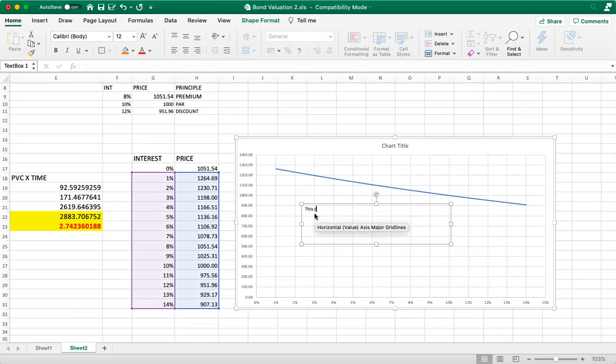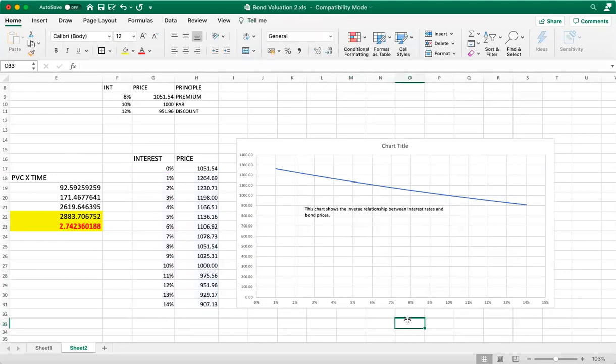This chart shows the inverse relationship between interest rates and bond prices. You can write whatever else you want to write here, but on this chart, you can write there.